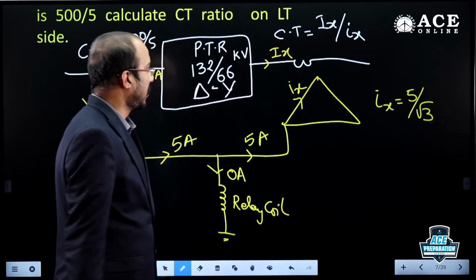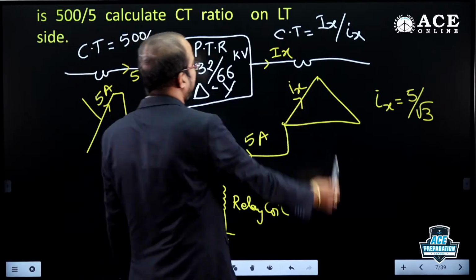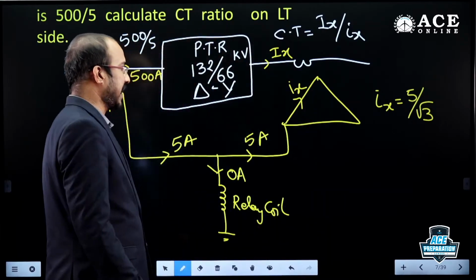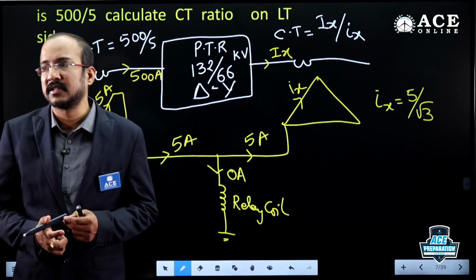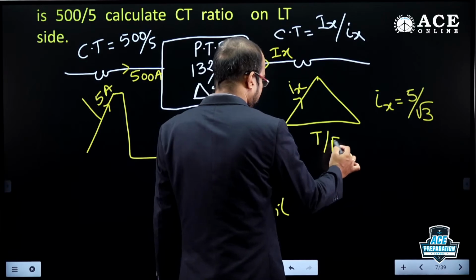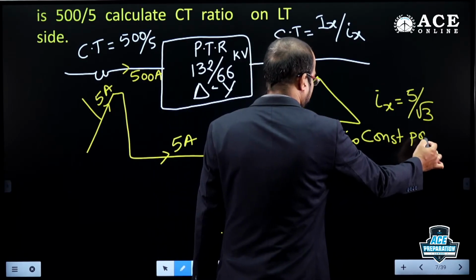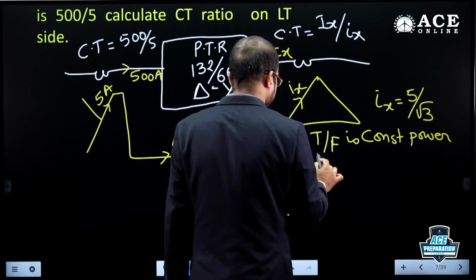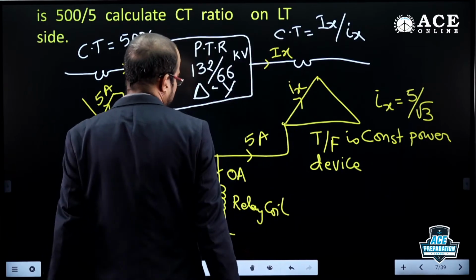Now what about capital Ix? How do you calculate capital Ix? That is the line current of the transformer. How do you calculate it? Is a transformer a constant power device or a variable power device? A transformer is a constant power device.